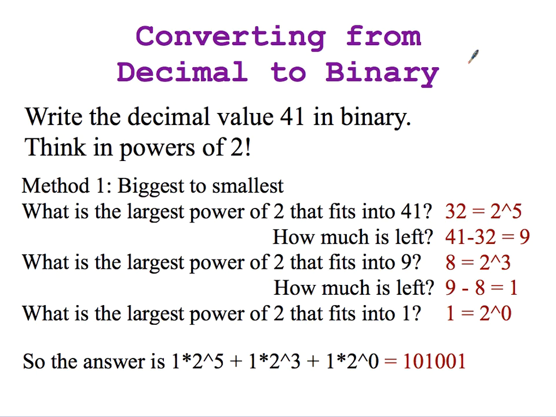Okay, what if we want to go the other direction? We want to convert from decimal to binary. Well, let's say we've got a decimal value, 41, and we want to write that as a binary number.